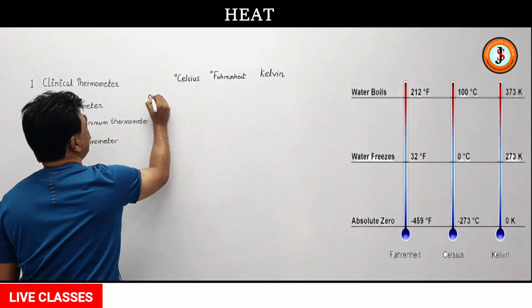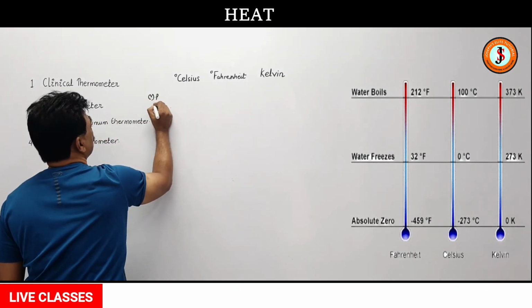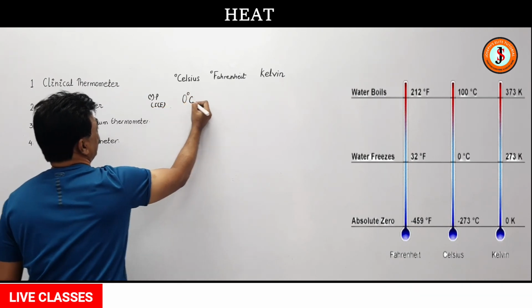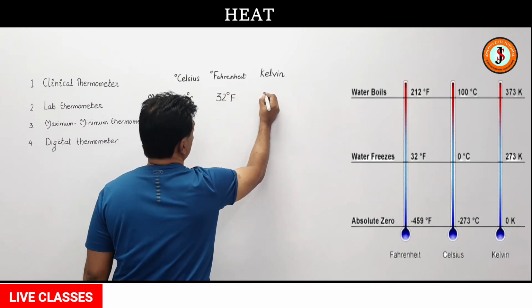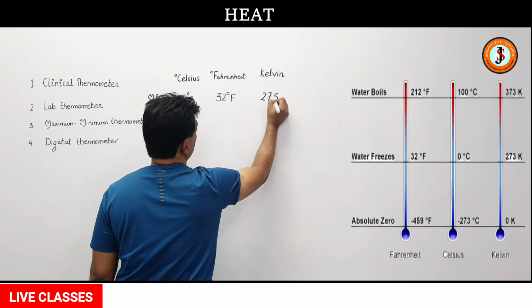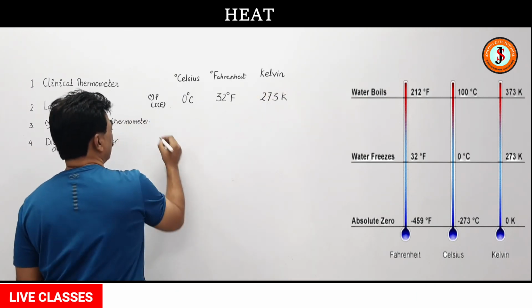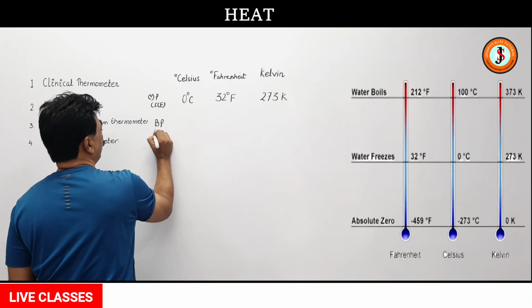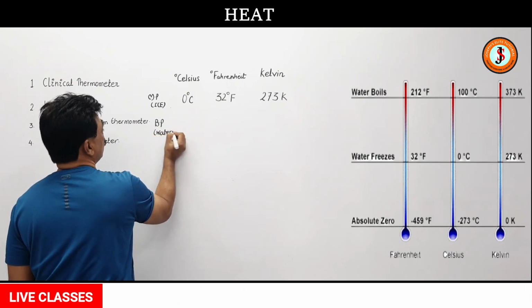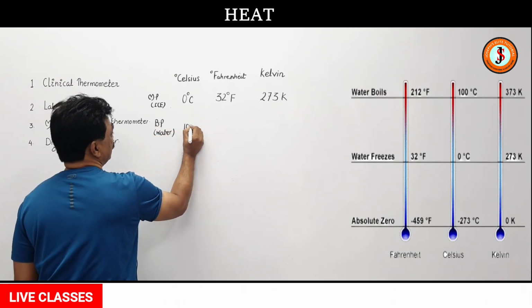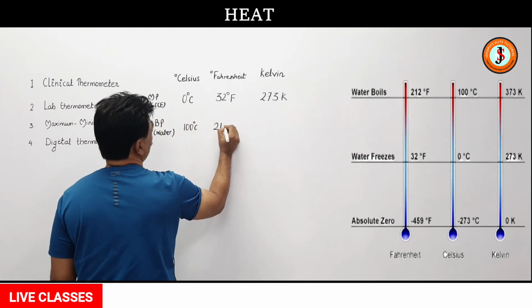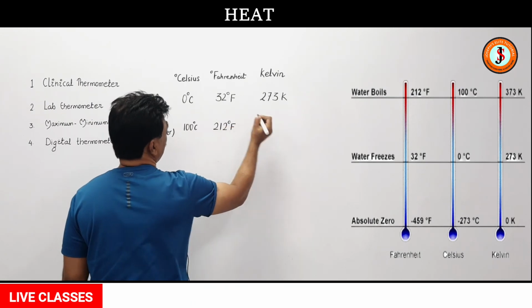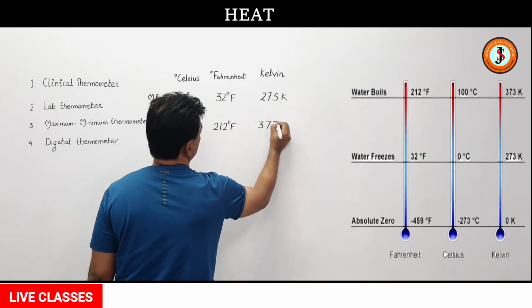Number one, the melting point of ice in Celsius is 0 degree centigrade. In Fahrenheit it is 32 degrees Fahrenheit, and in Kelvin it is 273 Kelvin. We don't put degree over there. And the BP, boiling point of water, in Celsius is what? In Celsius it is 100 degrees centigrade. In Fahrenheit it is how much? In Fahrenheit it is 212 degree Fahrenheit, and in Kelvin it is 373 Kelvin.